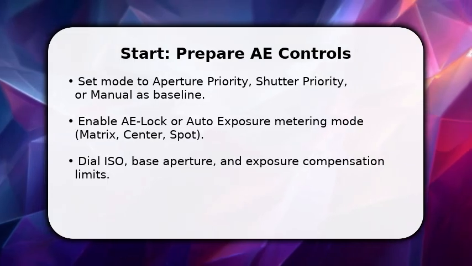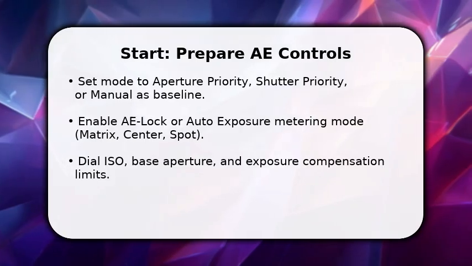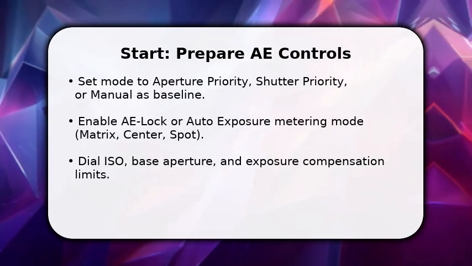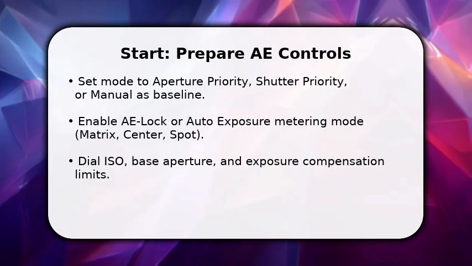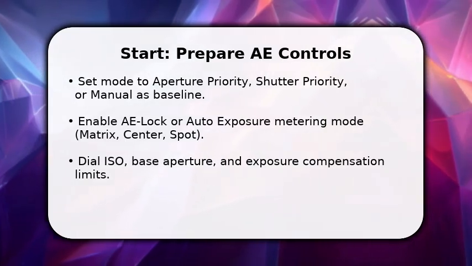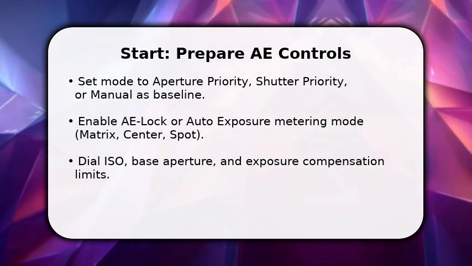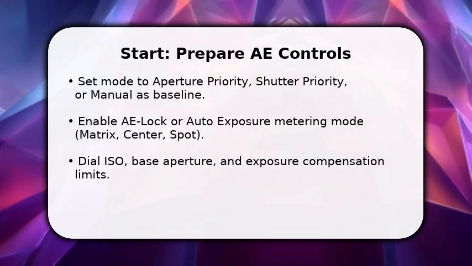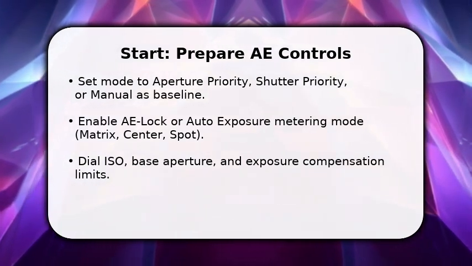Enjoy the video. You begin by setting a consistent baseline. Choose aperture priority if depth of field matters, or shutter priority for motion, manual if you want full control. Once done, pick a metering mode: matrix for average scenes, center for portraits, spot for precise highlights. Make sure ISO is fixed to your acceptable noise level and set a sensible exposure compensation range. Now engage AE lock behavior so the camera holds a measured exposure while you recompose. This prevents unintended shifts as you frame.